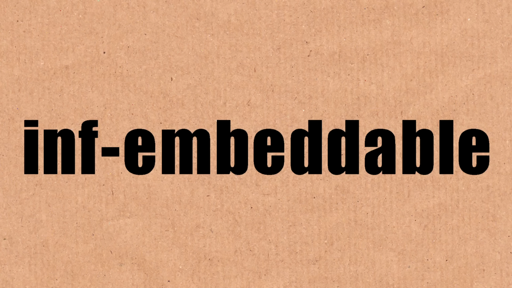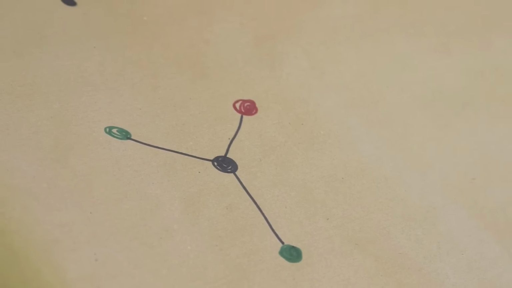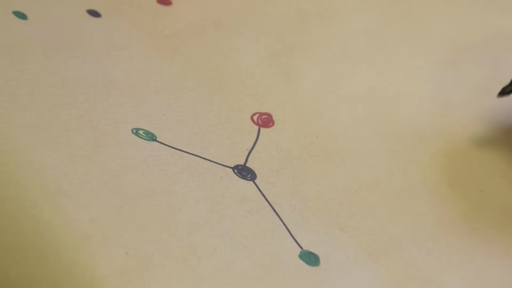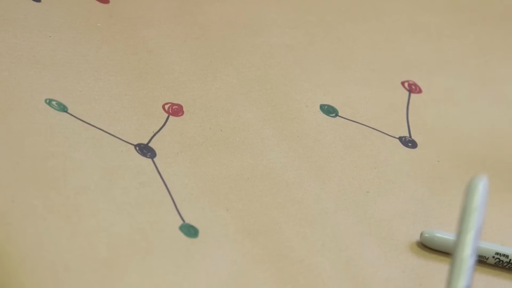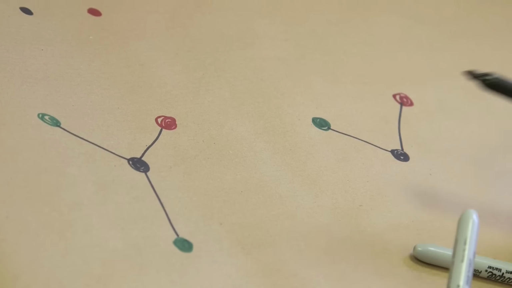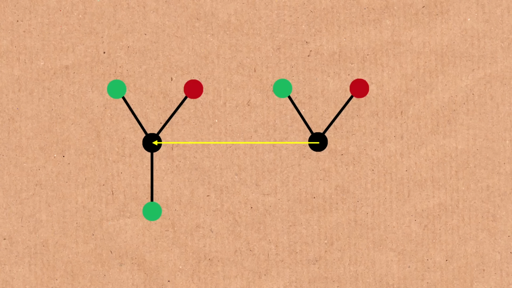Well, the mathematical term that we're really talking about here is inf-embeddable. Don't worry about what inf-embeddable is. Let's just try to understand what we mean by one tree being contained in another tree. Okay, so let me show you. We've got a tree here already. So we could draw another tree, for example. We could draw this tree. And I think you'd be quite happy if you said that this tree was contained in this tree, because you can see you've got that there, and that there, and that there. So that tree is contained in that tree.